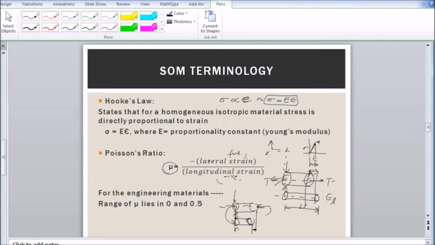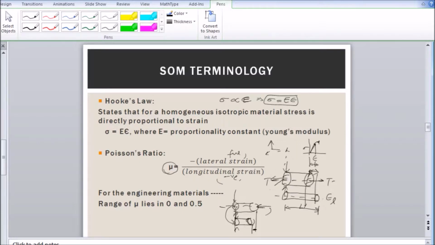Engineering materials, in the sense that, for an applied load, if a load is applied axially and in that direction the dimension is decreasing, then in the perpendicular direction the dimension will increase. If the dimension is increasing, in the perpendicular direction the dimension will decrease. So it will be opposite.